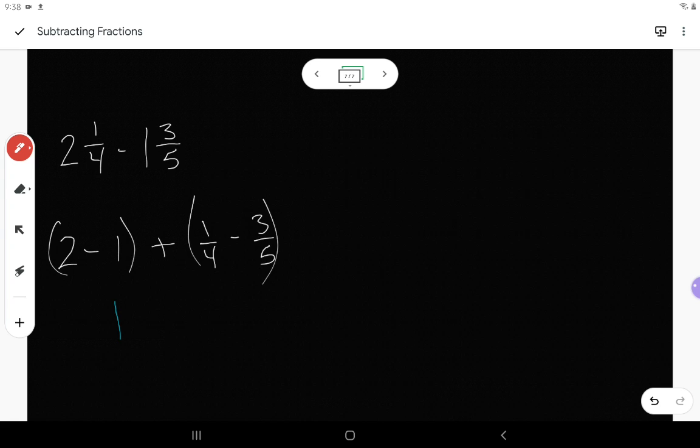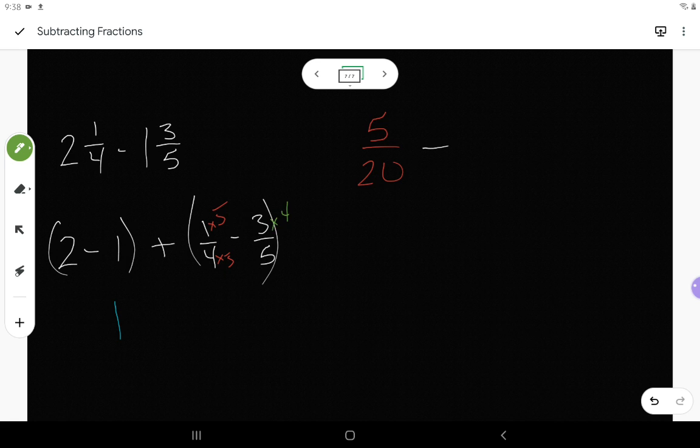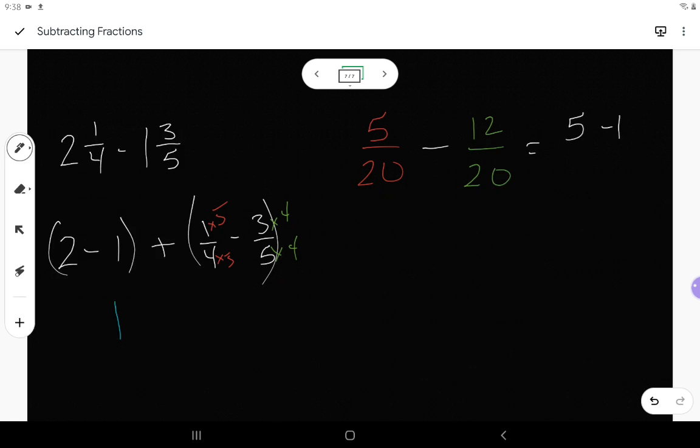Great. Now if I'm looking at my fractions, again common denominator is 20, so I need to multiply numerator and denominator by 5. So I've got 5 over 20, and then I'm going to subtract, and I'm going to have to multiply top and bottom here by 4, and I'm going to subtract 12 over 20. And as I write this out, this becomes a real problem, because 5 minus 12 does not work. I can't take 12 away from 5. So this doesn't work. This second fraction is bigger than my first fraction.